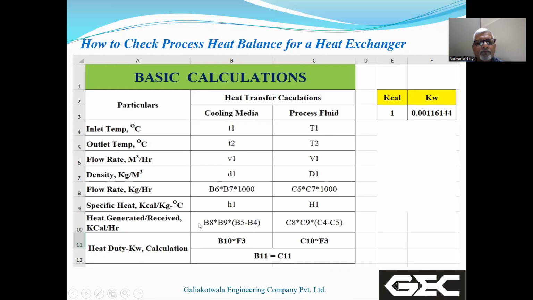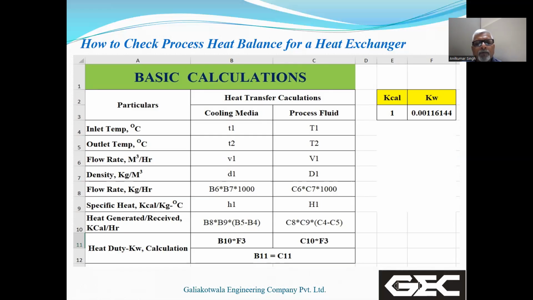So we get this data as B10 into F3, because the general practice is to express the process heat of the exchanger as a heat duty, which is calculated in terms of kW. So this is the standard conversion table: 1 kilocalorie is equal to this much kilowatt. So heat duty of the cooling media side is B10, this value, into this value F3, and for the process fluid side it is C10 into this value.